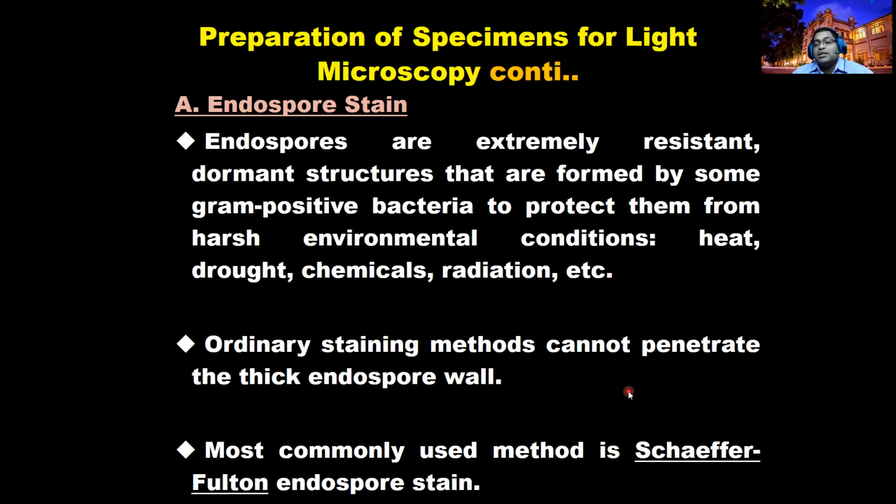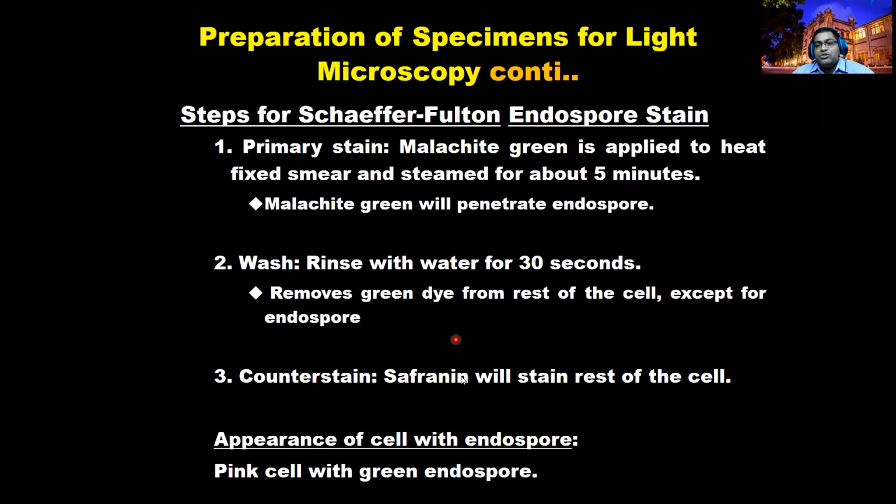It's a different chemical. We call it malachite green, a chemical used to stain the endospore. Steps for the endospore staining. The primary stain, you will use malachite green, instead of crystal violet or carbol fuchsin. It's applied on the heat-fixed smear, and steamed for about 5 minutes.